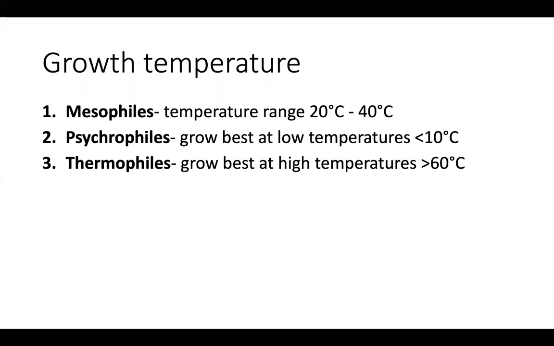So what about the growth temperature? You need to remember that the human temperature range is 35 to 37. And so most of the medically important bacteria will be what's referred to as mesophiles, which is the first group there. And these grow best at a temperature range of 20 to 40 degrees centigrade. Then we have the psychrophiles, which grow best at low temperatures. So refrigeration does not kill them. Then we have the thermophiles, which grow best at high temperatures of greater than 60 degrees centigrade. So most medically important bacteria are mesophiles because that's where the normal range of the human body temperature lies.